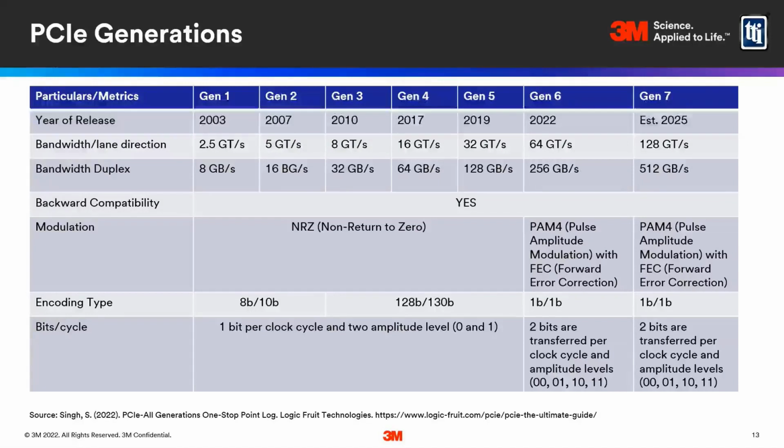In terms of modulation, this is important where up until Gen 6, NRZ was used. That's non-return to zero. And with the implementation of Gen 6, the modulation has switched from NRZ to PAM4, so pulse amplitude modulation with forward error correction. And so that allows us to transmit data faster and then compensate for any errors within the channel. And then we see for Gen 7, the plans for modulation will be the same using PAM4.